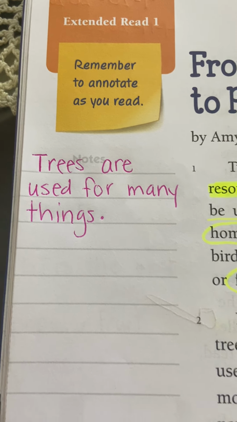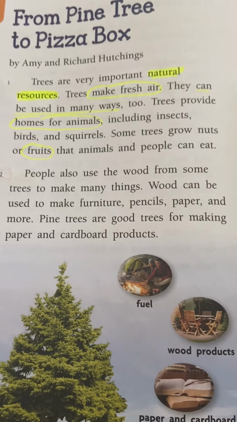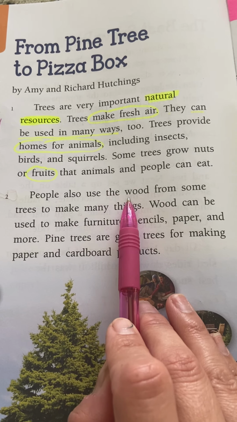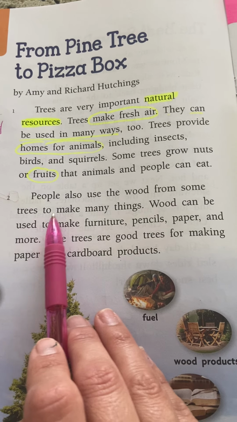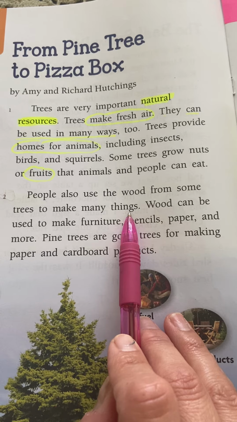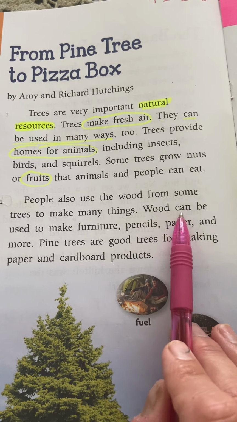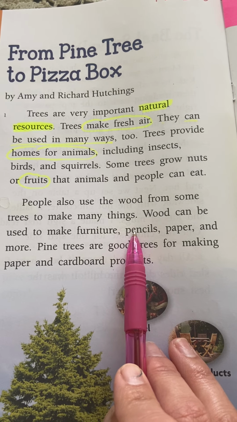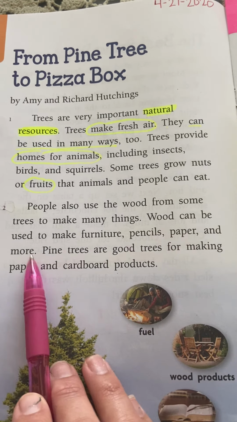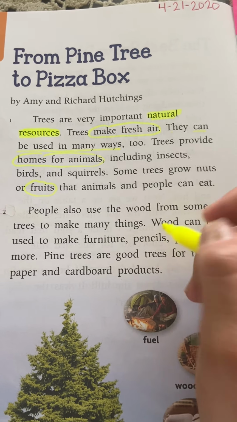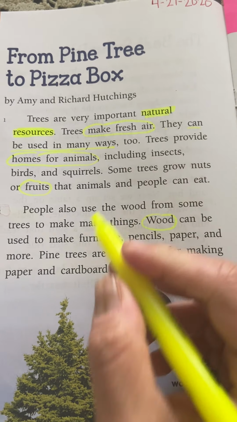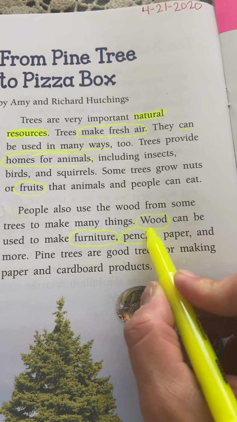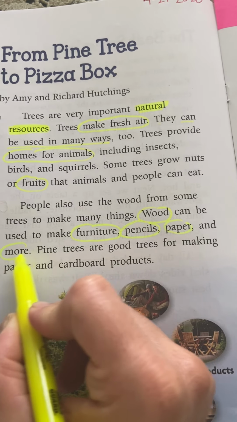All right. Paragraph 2. People also use the wood from some trees to make many things. Wood can be used to make furniture, pencils, paper, and more. So the wood can be used to make furniture, pencils, paper, and more.